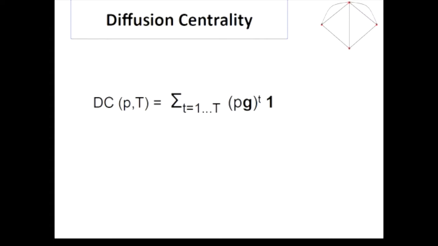So the entry here, if we look at the ijth entry, this will say how many times J has heard information that came from I, and so forth, right? So we've got a whole series of entries here. These various entries are telling how many times node one hears something that I told, how many times node two hears something that I told, and so forth.